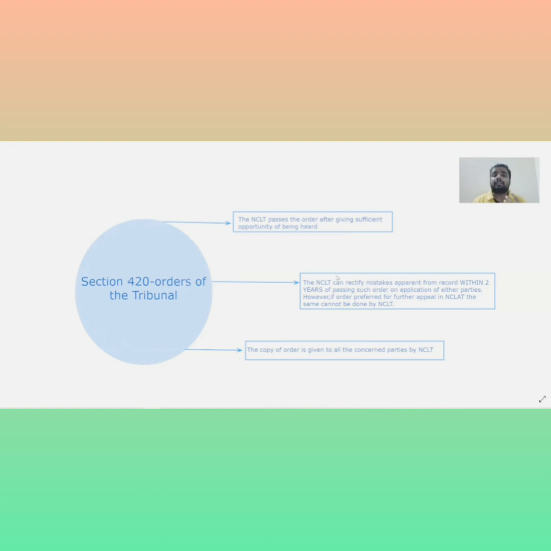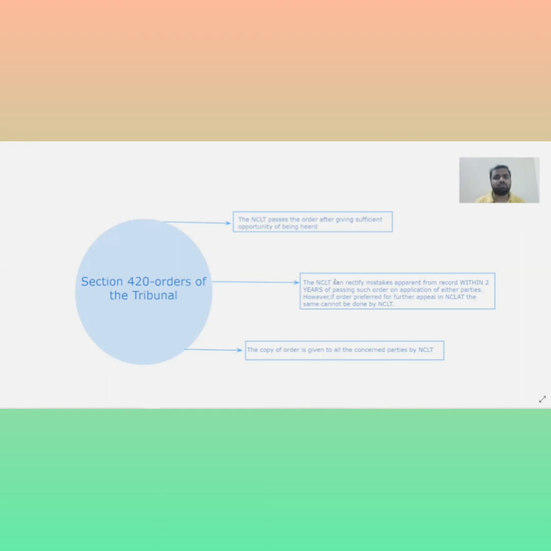Now, in cases where there is a mistake apparent from record. So what is a mistake apparent from record? There is a factual error in the information given. For example, instead of 2 crores, the actual fact is 20 crores. In that case, the NCLT has the power to rectify these mistakes apparent from record within 2 years of the order being made available to the concerned parties. The application has to be given by the parties involved.